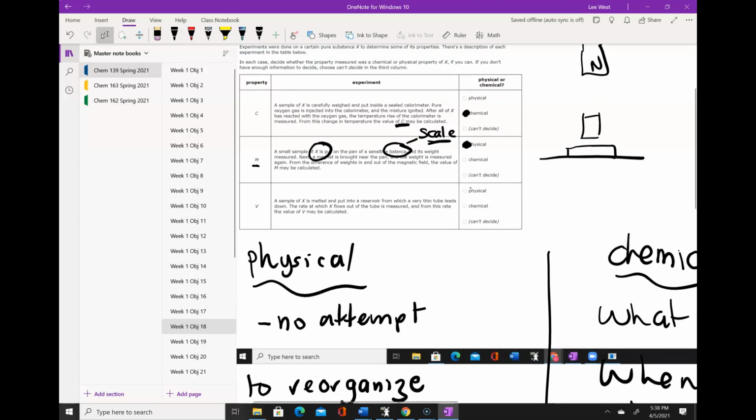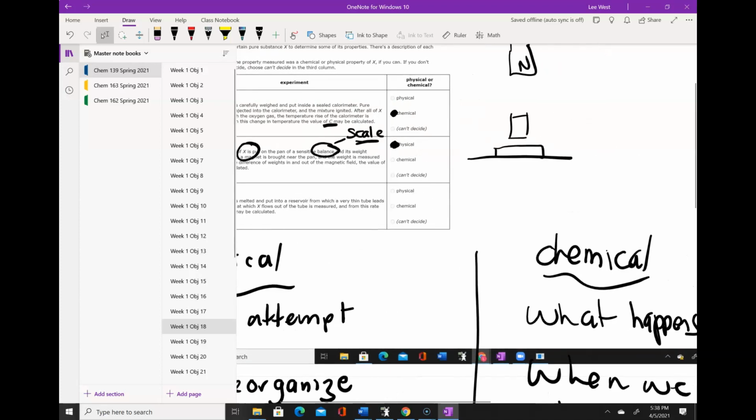Now it says a sample of X is melted and put into a reservoir from which a very thin tube leads down. So we're going to pour it into a container, and it's going to flow down as a liquid, through a really thin tube. The rate at which X flows out of the tube is measured, and from this rate, the value of V may be calculated.